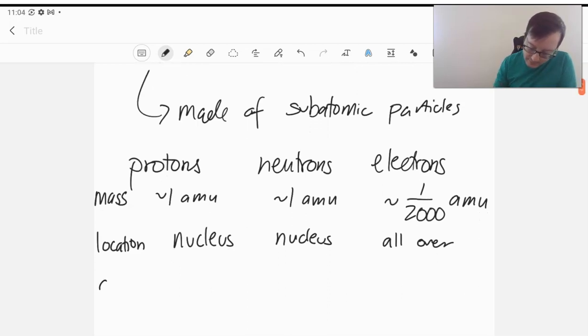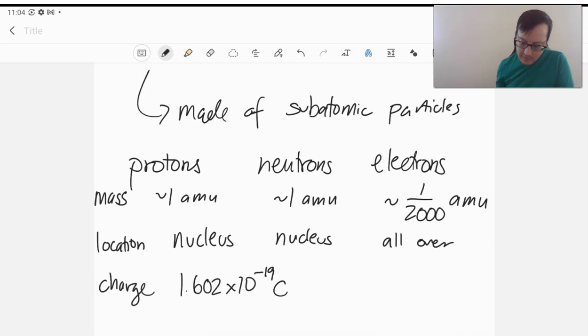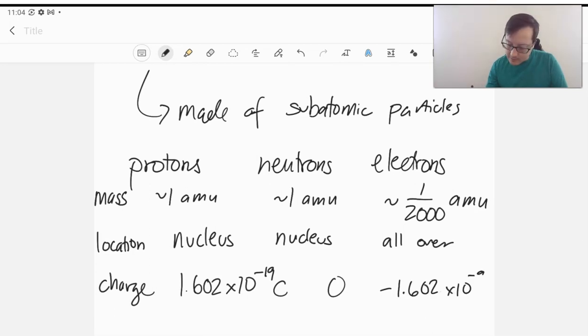And then finally, we're going to talk about the charge. Protons have a charge of 1.602 times 10 to the negative 19 coulombs. It's the unit of charge. Neutrons do not have any charge, and electrons have the same charge as protons, but negative instead. Remember that charge can be positive or negative. There's not really a physical meaning behind that. Positive and negative are relative terms. They don't exist in an absolute sense, but they're the opposite.